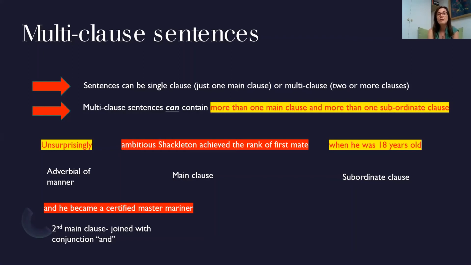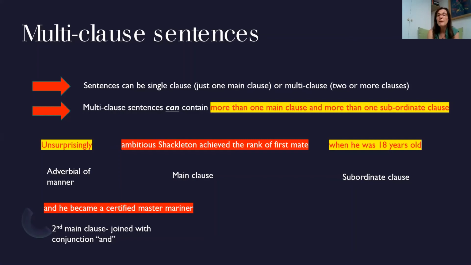Ambitious Shackleton achieved the rank of first mate. He became a certified master mariner. They are both main clauses. It also includes a subordinate clause, when he was 18 years old, and it starts with the fronted adverbial of manner, unsurprisingly. The only place we need the comma in that sentence is after the fronted adverbial, unsurprisingly.